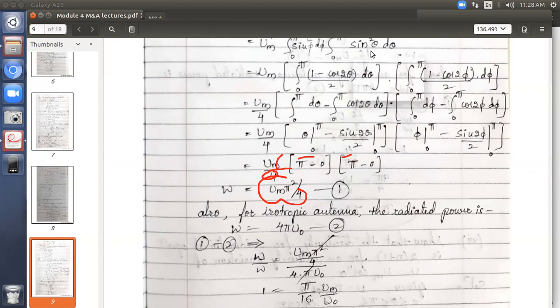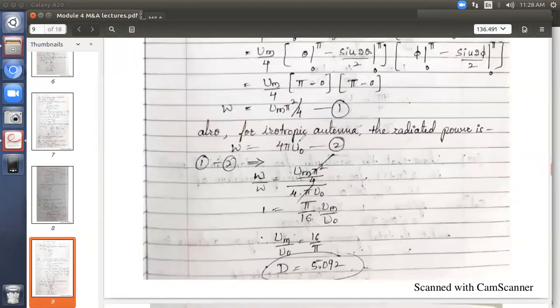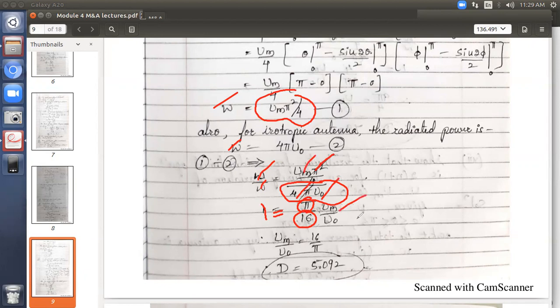W is equal to, this is equation 1. Equation 2 is, for an isotropic antenna, W is equal to 4 pi into U naught. So take the ratio of equation 1 and 2. W by W is pi square by 4 divided by 4 pi U naught. So 1 is equal to, pi gets cancelled. Don't cancel 4 and 4. Both are denominator terms. It will become 4 into 4, 16, not 4 by 4. One pi will remain in the numerator. Pi Um by U naught.